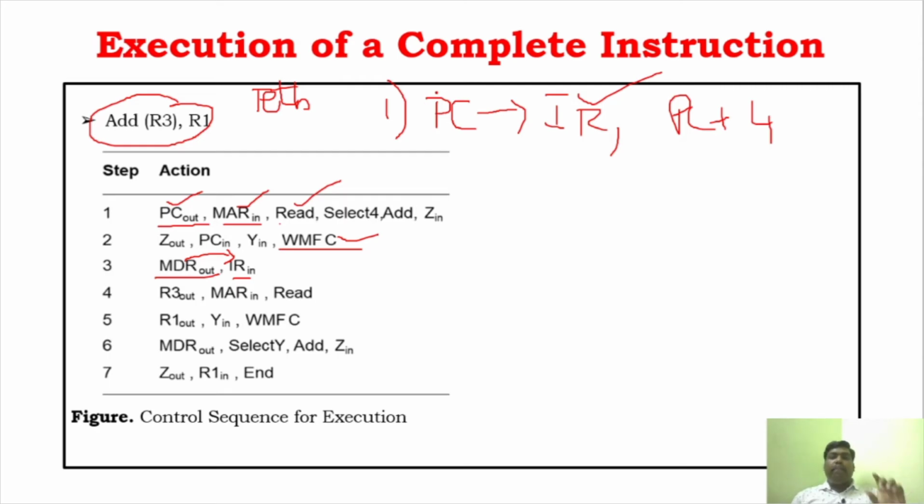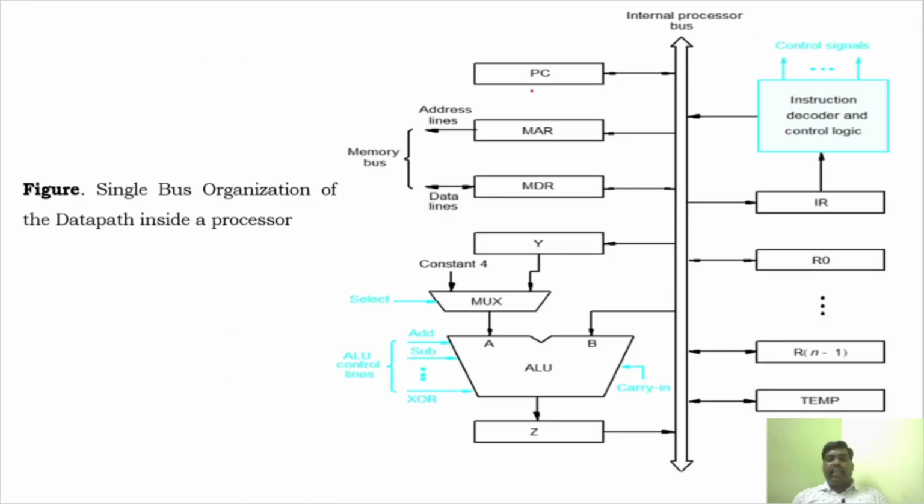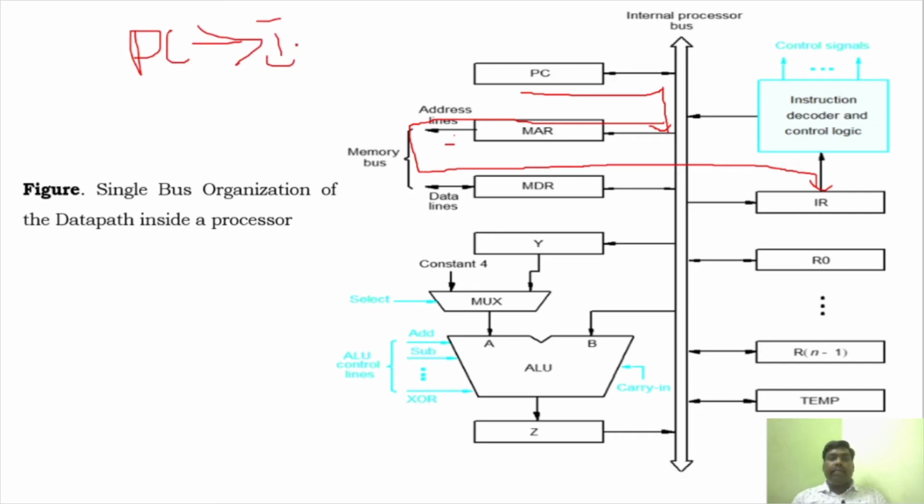What is the other one? In parallel, what does it have to do? It has to increment by 4. How can that happen? You can see here the content of PC is sent to the MAR. From MAR, at the end of the read cycle, it reaches the MDR, and from MDR it reaches the IR. This is from PC to IR, completed.